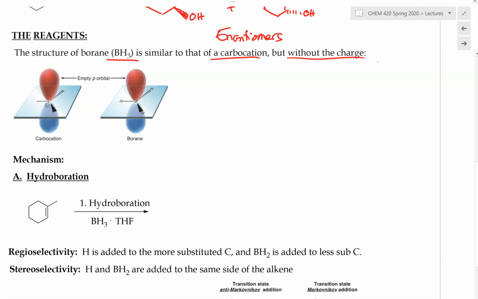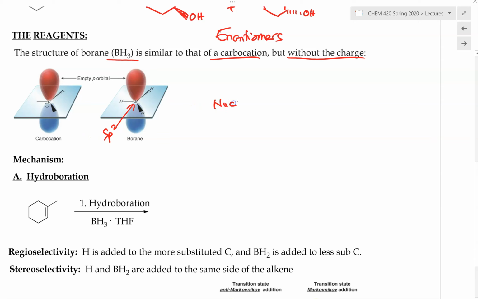So when we draw out the structure of borane, this is what it would look like. As you can see, the hybridization of the boron is basically sp2, and now it actually has a p orbital on it, and it would then behave very similar to a carbocation, in which this can accept electrons.